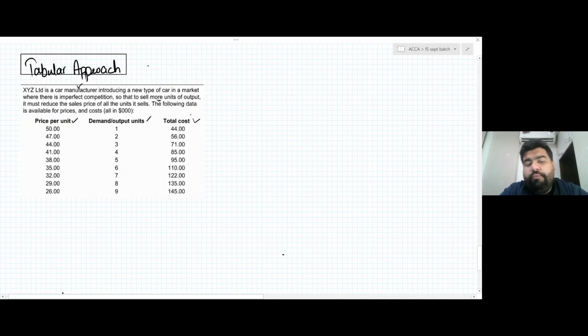Now, what we have to do, what is the tabular approach? The tabular approach says to calculate the marginal revenue and marginal cost in a table. And the format of the table will be like this; you have to obviously understand the table. How do you have to make the table? Let me show you.